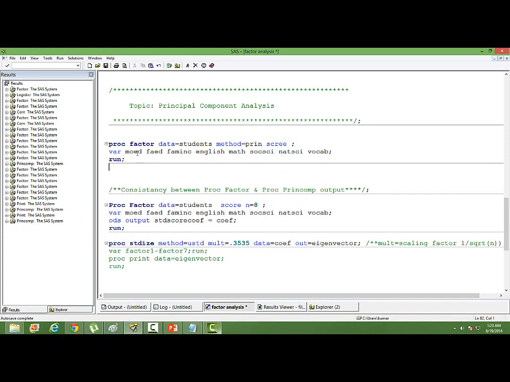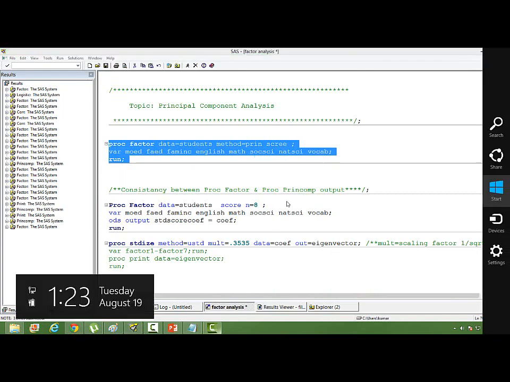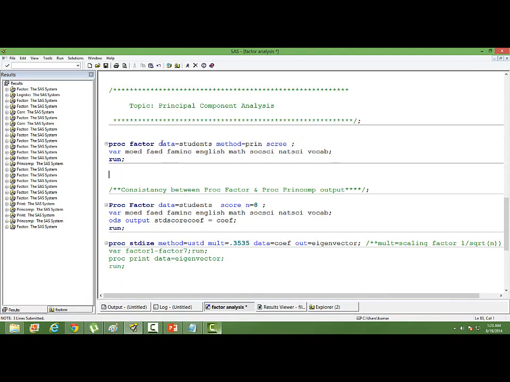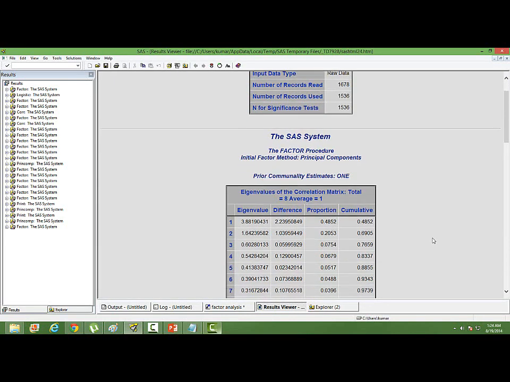Run. Let us run this. Look at the syntax. It's pretty much the same as the exploratory factor analysis syntax. The difference is that the method has to be PRIN, and we have also used scree. Scree is a plot that is used to know how many components to be retained based on the eigenvalues plot. Let us see the result.